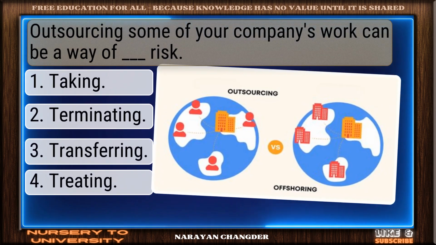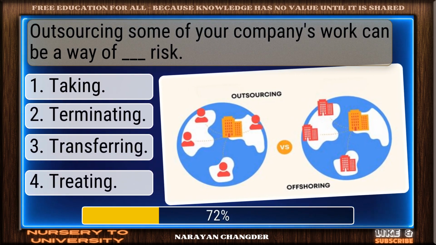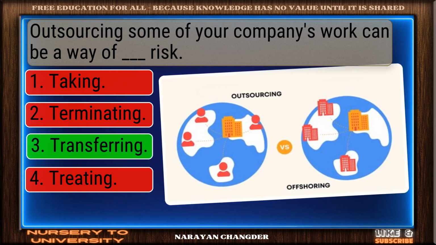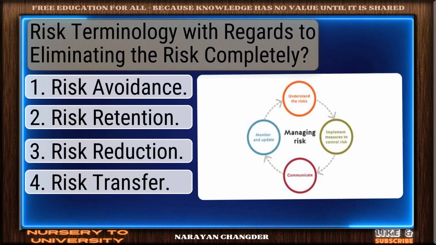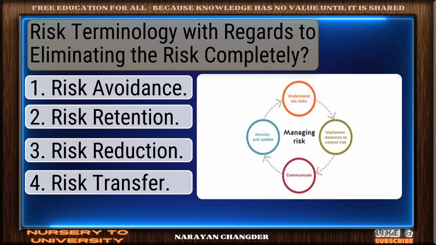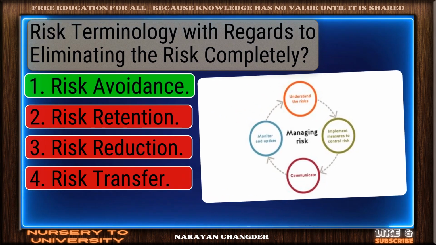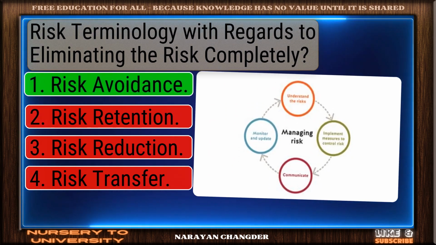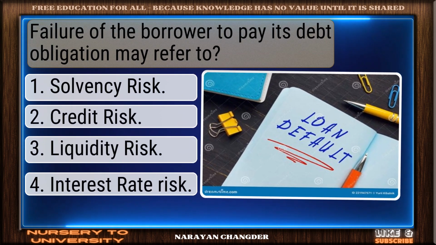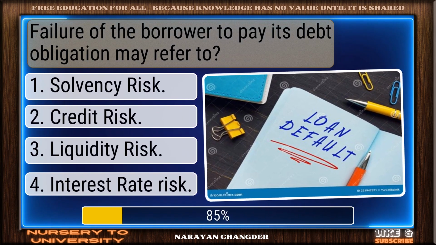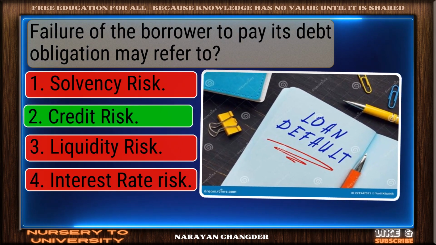Outsourcing some of your company's work can be a way of dash risk. Well done. Transferring is the right choice. Risk terminology with regards to eliminating the risk completely. Great job. Risk avoidance is the accurate answer. Failure of the borrower to pay its debt obligation may refer to. Right choice. Credit risk is the best answer.